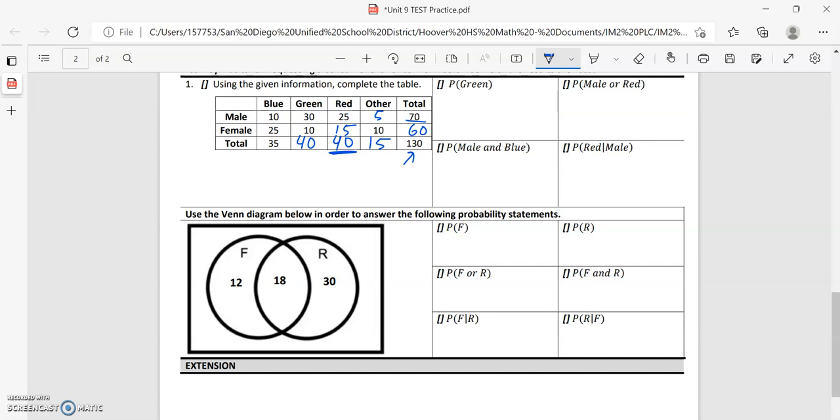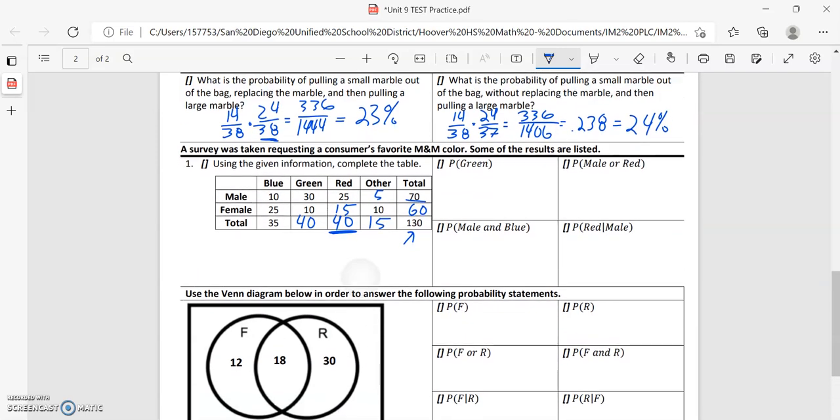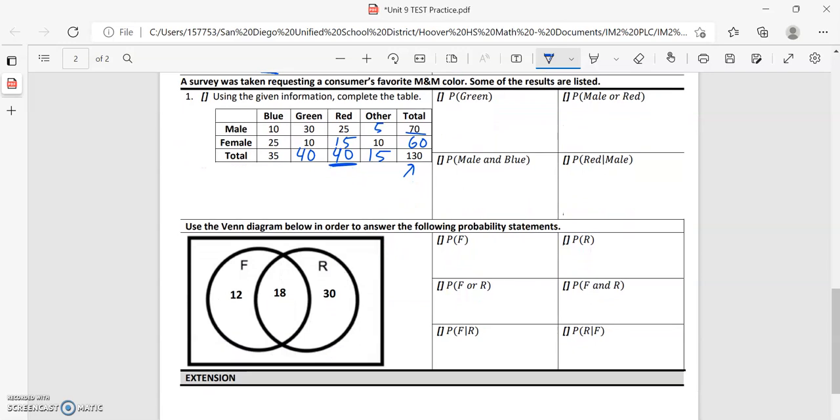Now, with the probability of pulling a green, actually, I know what this context is. Oh, it's an M&M. So what's the probability we pull a green M&M out, or a person's favorite M&M is green? It's going to be 40 over 130, which would equal 0.307 or 31% in the calculator.